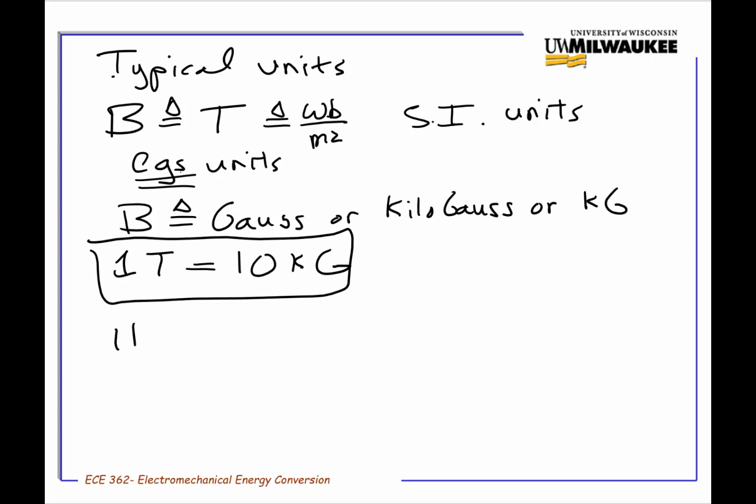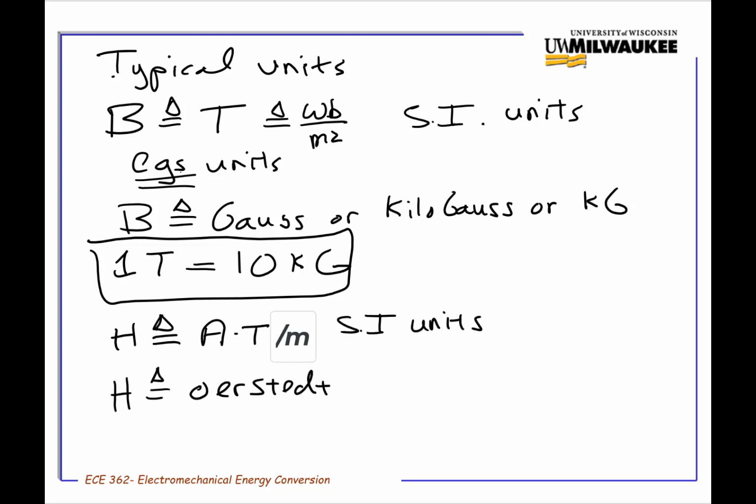And then, as I talked about last time, the H in the SI units is ampere turns per meter. 1 Oersted, there's no T, is equal to 1000 over 4 pi.